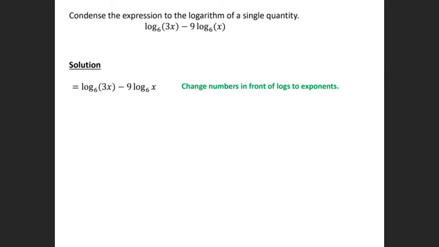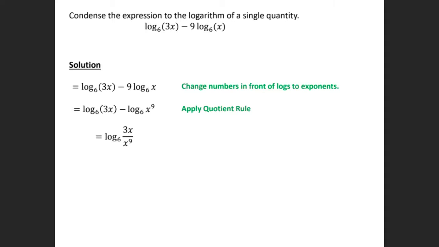But first, before I do that, I have a power rule that I have to apply. Whenever you see numbers, we have to take care of those first. So whenever you see numbers, apply the power rule. This 9 is being multiplied to the log base 6 of x. So rewrite this as log base 6 of x to the 9th. Now I can apply my quotient rule now that I have single logs. My answer is going to be log base 6 of 3x divided by x to the 9th.